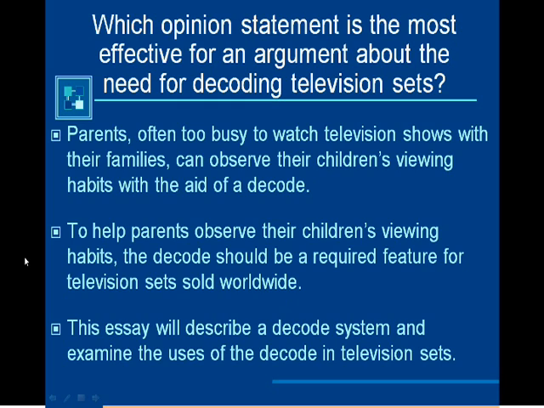So, of course, these are opinion statements, and one of them is suitable for the argument. Of course, when you choose one of these, you try to look at the argument, something good and something bad. Okay?